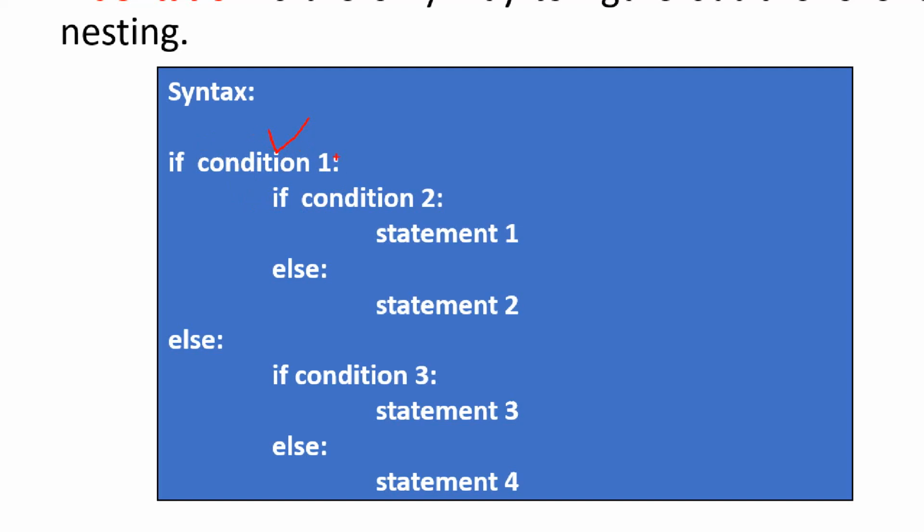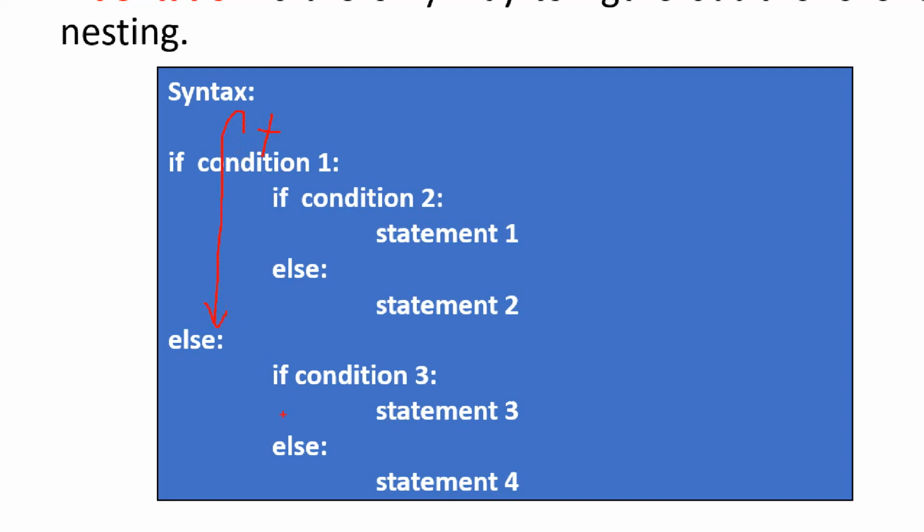If condition 1 is true, the control will come to the inner if statement and check condition 2. If condition 2 is also true, then it will execute statement 1. We have to note here we are giving an indentation from the if statement. That means statement 1 is in the scope of condition 2. If condition 2 is false, then the control will come to the else block and statement 2 will get executed. For example, if condition 1 is false, then control will come to the else block.